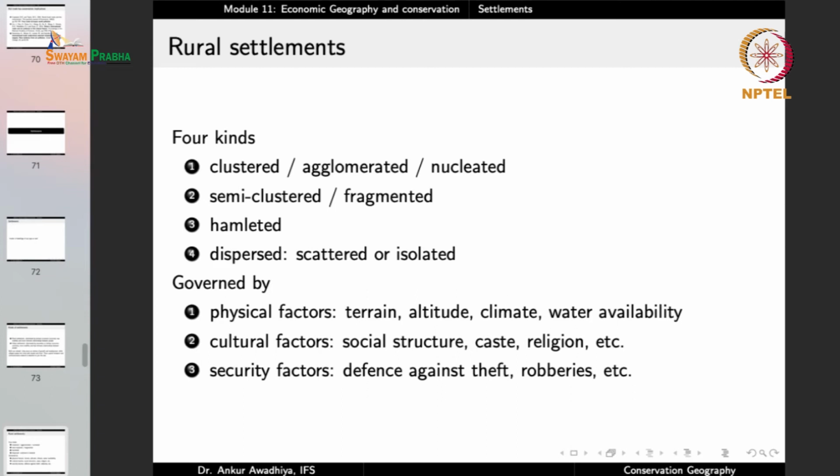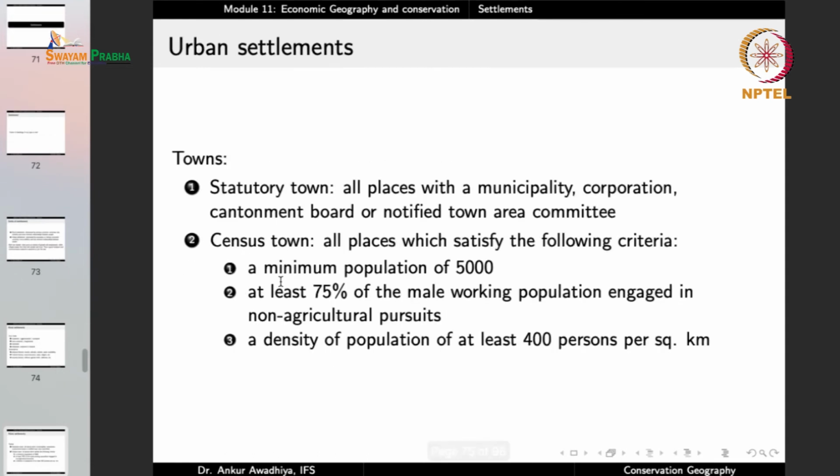And this is governed by physical factors like terrain, altitude, climate, and the availability of water. Cultural factors like social structure, caste, and religion. And security factors like defense against theft, robberies, and so on. So basically, if you have to set up a common defense, you will tend to move towards more clustering, whereas if the terrain is such that it is literally impossible to create houses close by, then you will move towards a dispersed settlement. So all of these factors govern which kind of settlement there will be.